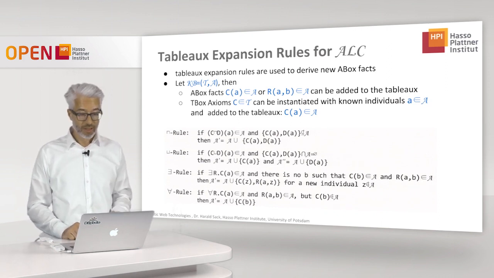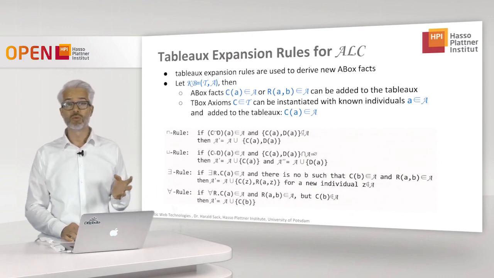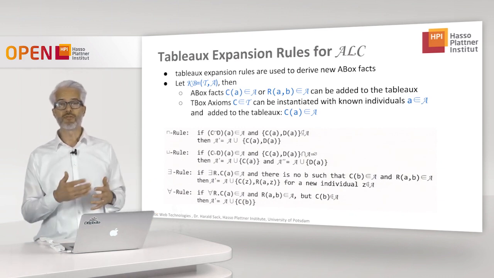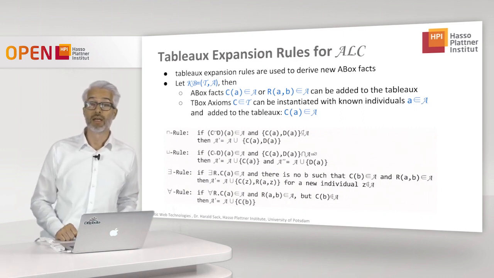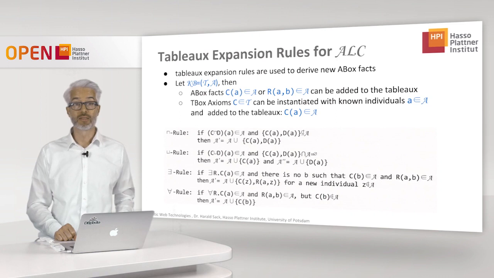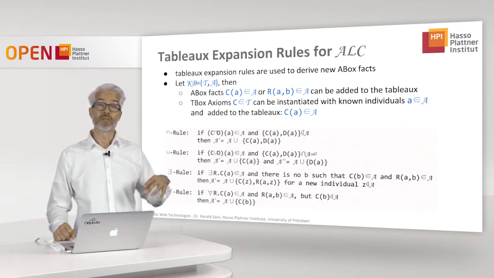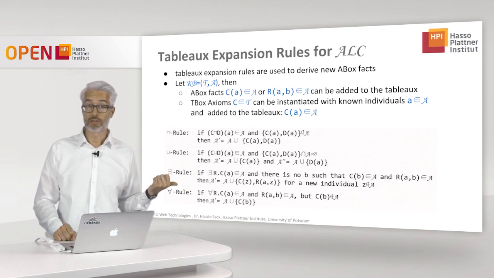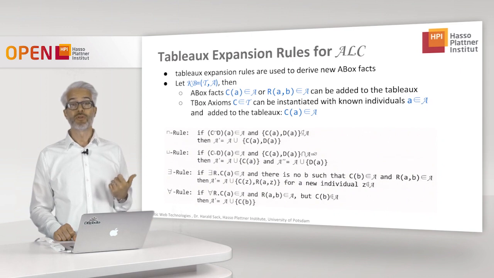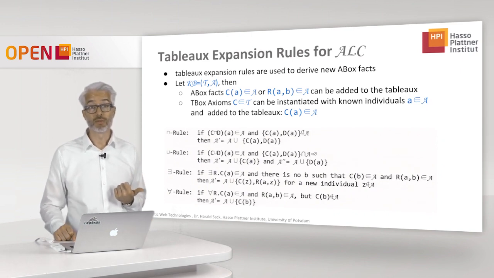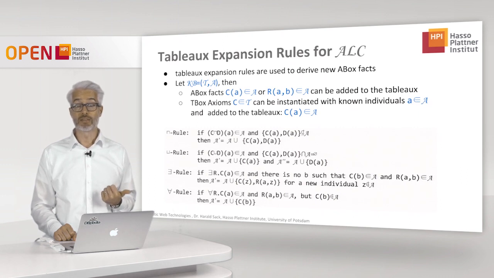So here we are talking about knowledge bases, and usually Tableaux expansion rules are used to derive new A-box facts. A-box, you remember, assertional knowledge, has to deal with individuals. Let's consider a knowledge base which consists of the T-box, the terminological knowledge, and the A-box, the assertional knowledge. The first thing you can always do is, of course, A-box facts can be added to the Tableau.